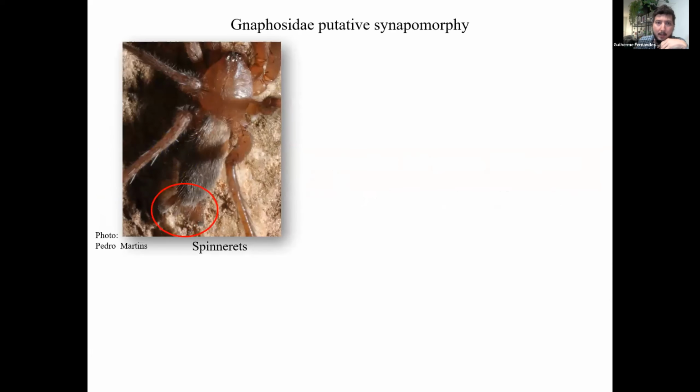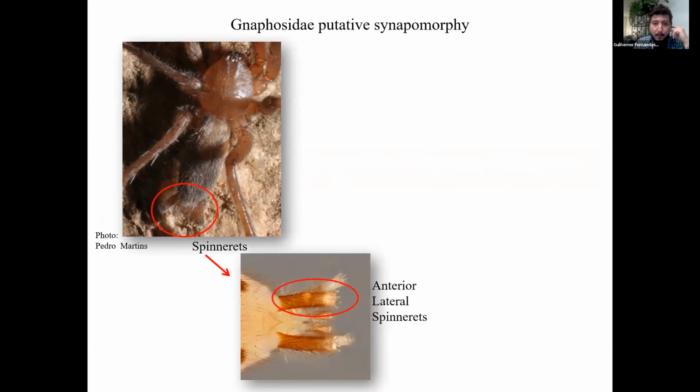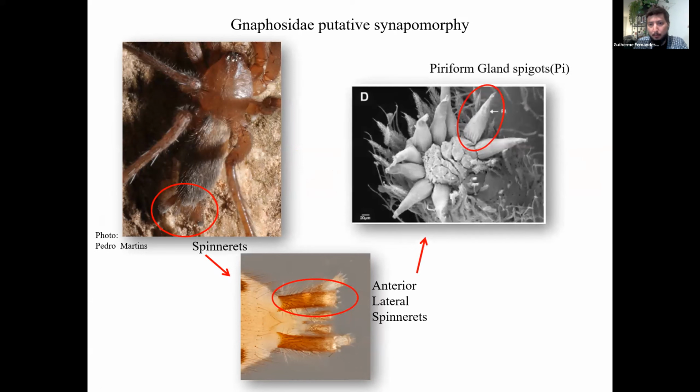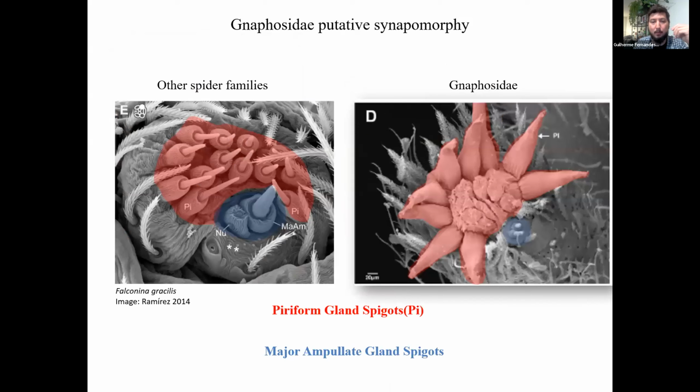And the main characters of Gnaphosidae are the modification of the spigots and the spinnerets themselves. So we have these huge modified anterior lateral spinnerets, and as Martin showed before, they have these huge piriform gland spigots, and usually the spigots are used as attachment discs. But as Martin was saying before, in Gnaphosidae they are a little bit modified.